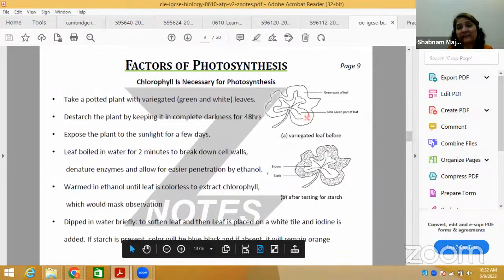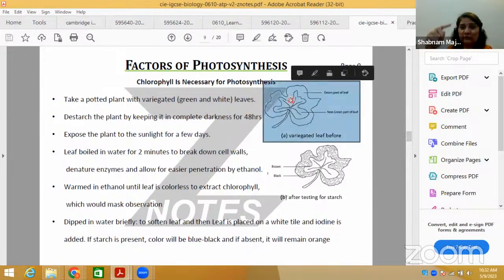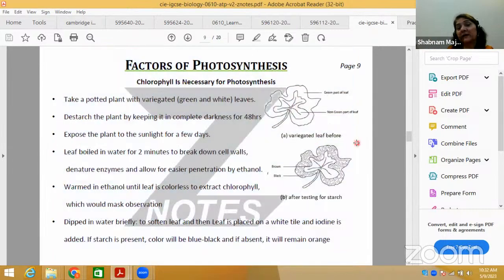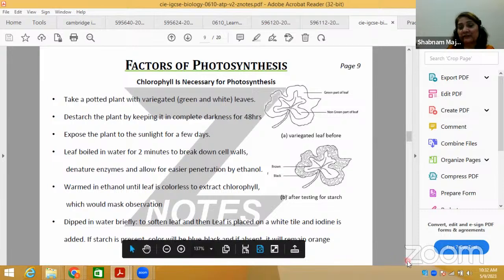After that, the factors of photosynthesis. Taking a potted plant, already explored. Variegated, you can see here, variegated, with patches of both. When you need to prove chlorophyll is necessary, you take a variegated one. You can just see that, and then why we need to boil it, to get the chlorophyll extract and all that. So I'm not wasting time.